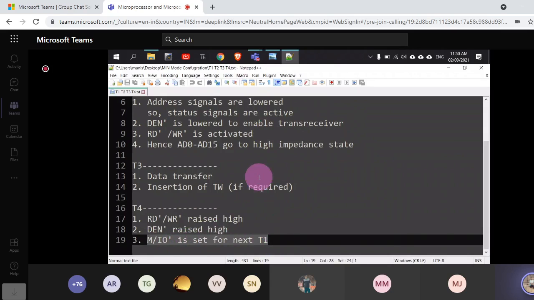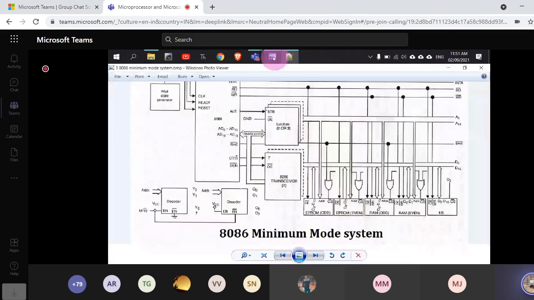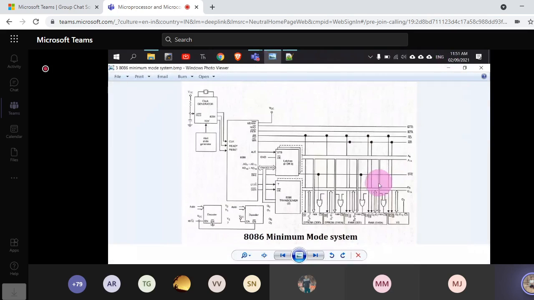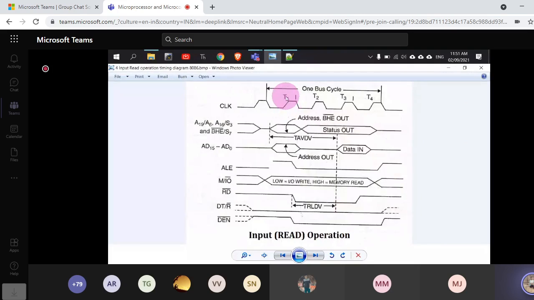So these are the typical T states that will be present in most of the instructions of 8086. Now let us see the timing diagram for a typical read or write cycle. Let us see for a read cycle. These are the 4 T states, T1, T2, T3, and T4. And you will be able to see the clock signal.